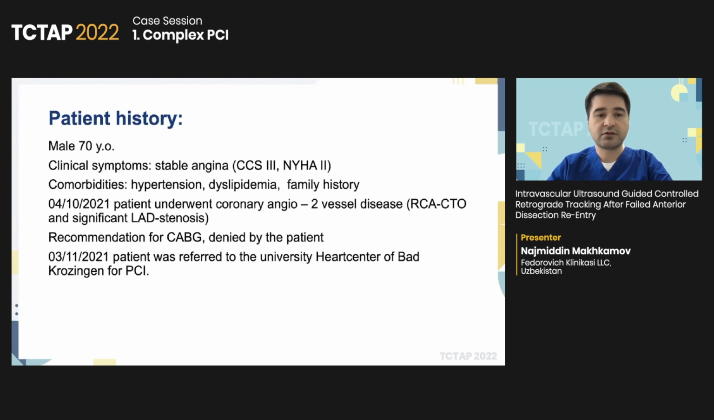The patient is 70 years old with clinical symptoms of stable angina. He also has hypertension, dyslipidemia, and family history. On 1st of October 2021, the patient underwent coronary angio, which showed 2 vessel disease: CTO of the right coronary artery and significant LAD stenosis. They recommended CABG, but the patient denied it. So on 3rd of November 2021, the patient was referred to the University Heart Center Bad Krozingen for PCI.